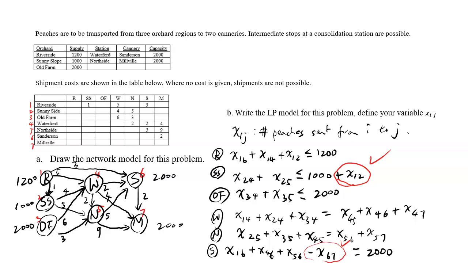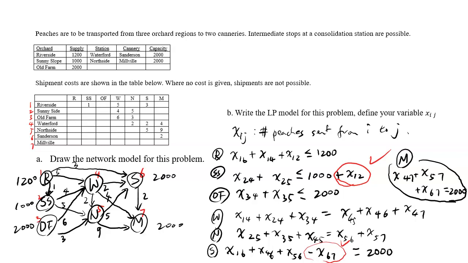Okay. Now for the M, I don't have a space, so let's write it here. You have x4 7, x5 7 plus x6 7. These are everything coming into Millville, and that has to equal 2000.